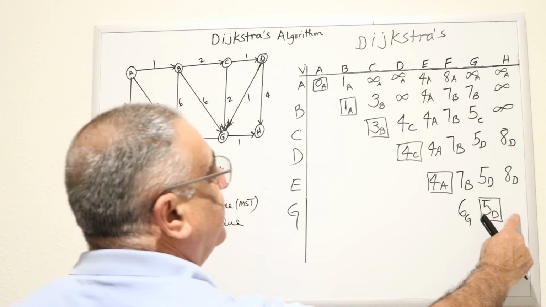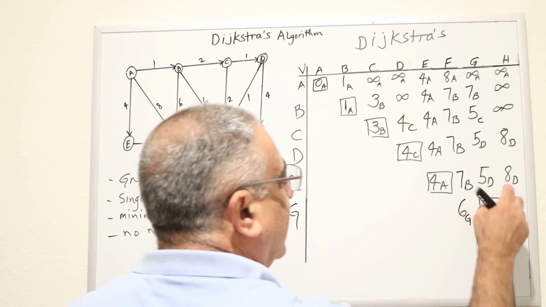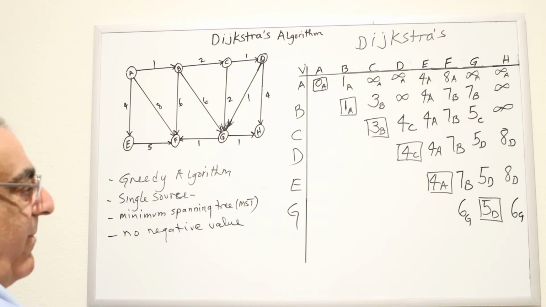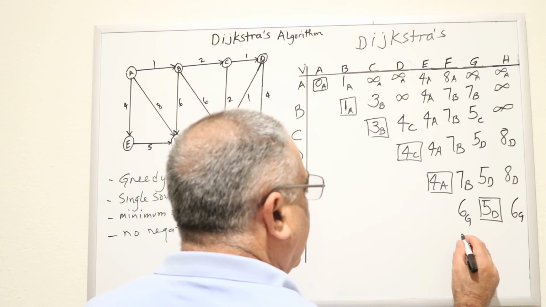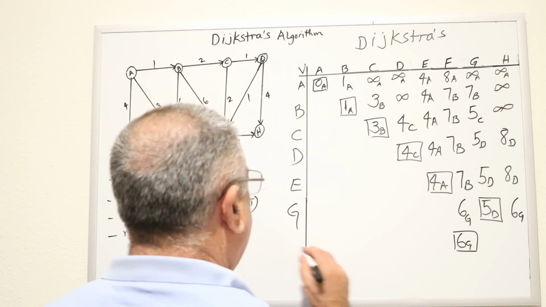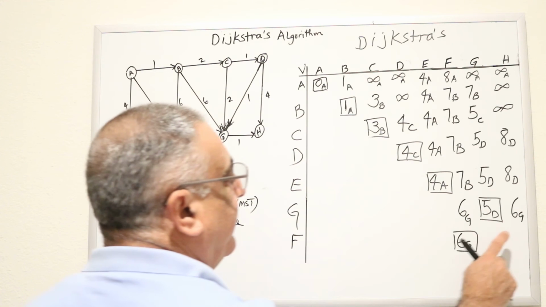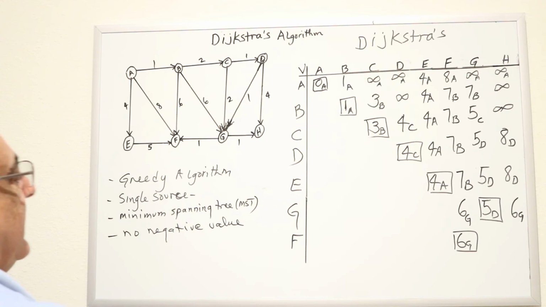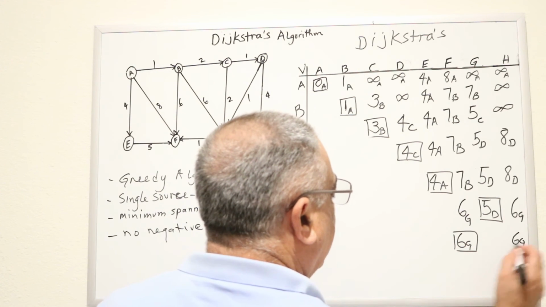Okay, now G to H. G to H is also 1 plus 5, that's 6, which is no better than 6. So that's it, that's a 6. Now I have 2 6's. I can take either one. So if I take this one down, this is 6G. Okay, so I'm going to box it. That's F. Now all I have to do is F to H. F to H is infinity. I can't get there. There's no direct connection, so I'm going to leave my 6G.